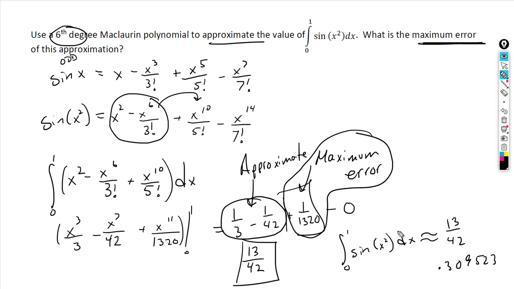And if you wanted to use your calculator and actually figure out the correct value, you can do that as well, but I'm not going to because we don't really need to. And that's it for this video.